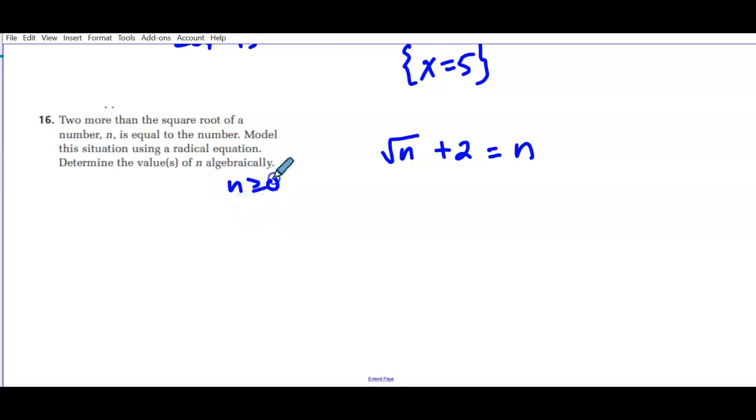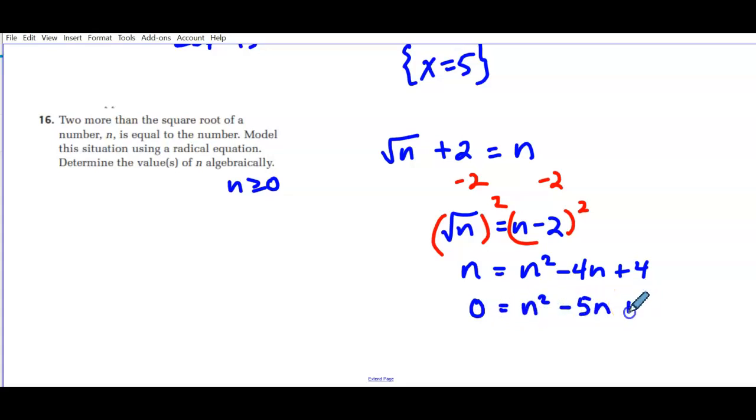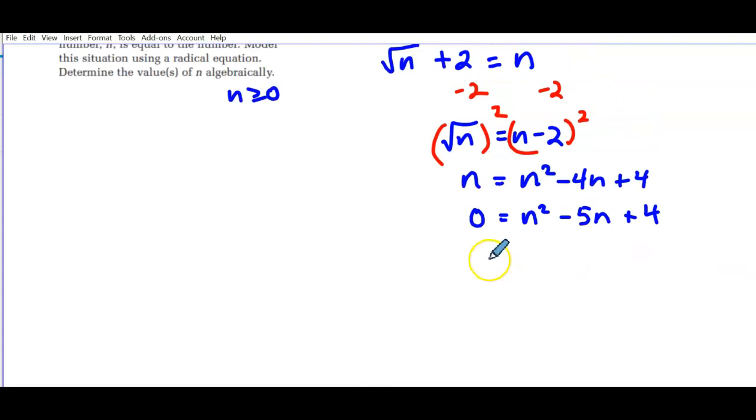So we know here n has to be greater than or equal to 0. We're going to bring the 2 over. So it'll be root n equals n minus 2. And then square both sides. Okay, so that's just going to give you n. Squaring n minus 2 is n squared minus 4n plus 4. Then, it's quadratic, so get one side equaling 0. Okay, and then let's see if we can factor that. So it's a simple trinomial, two numbers that multiply to 4, add to negative 5. So they're both going to have to be negative. Negative 4 and negative 1 work. So n equals 4 and 1.